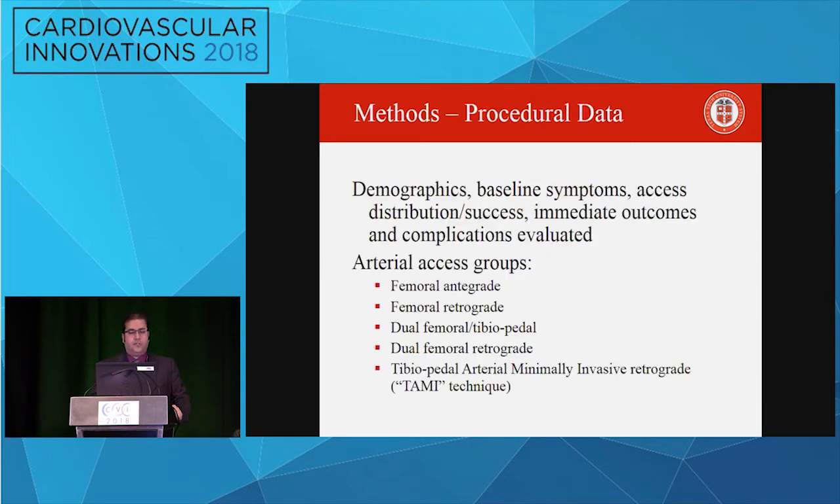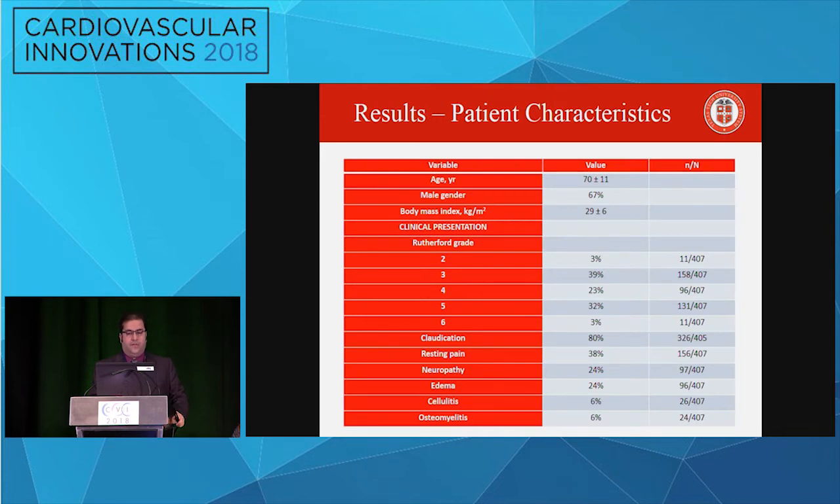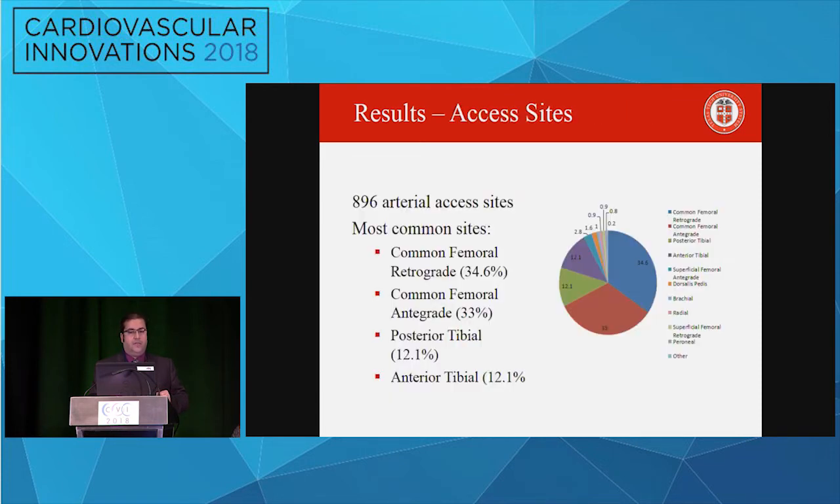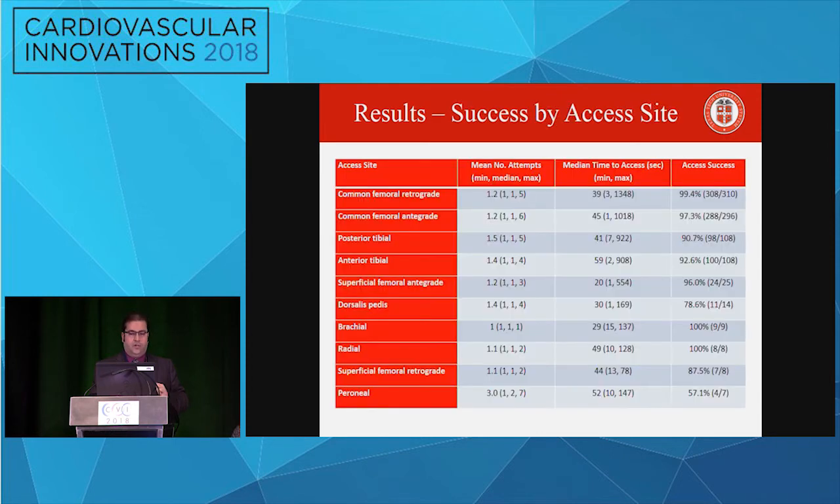And if you look at the arterial access group, it was femoral, dual femoral, tibiopedal, it was all of them, and just the tibiopedal, just the TAMI technique. And you look at the patient demographics over there, wide range, more of them having all kinds of symptoms, claudication, as well as resting pain, neuropathy, edema, cellulitis, even osteomyelitis. And result access sites were divided: common femoral retrograde 34.6%, common femoral antegrade 33%, posterior tibial 12%, anterior tibial 12%, and also other accesses. And this is the success by access site.